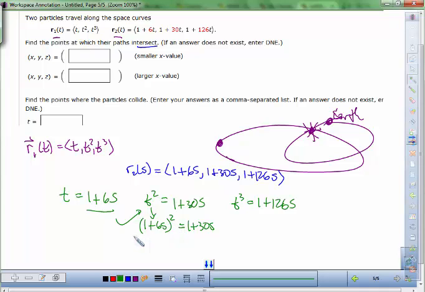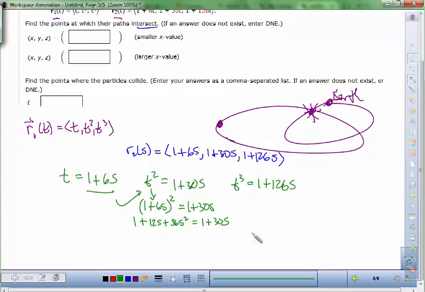It's going to be a quadratic. We got 1 plus 12s plus 36s squared is equal to 1 plus 30s. And since it's a quadratic, since s is being squared, we want to bring everything to one side, see if we can factor.